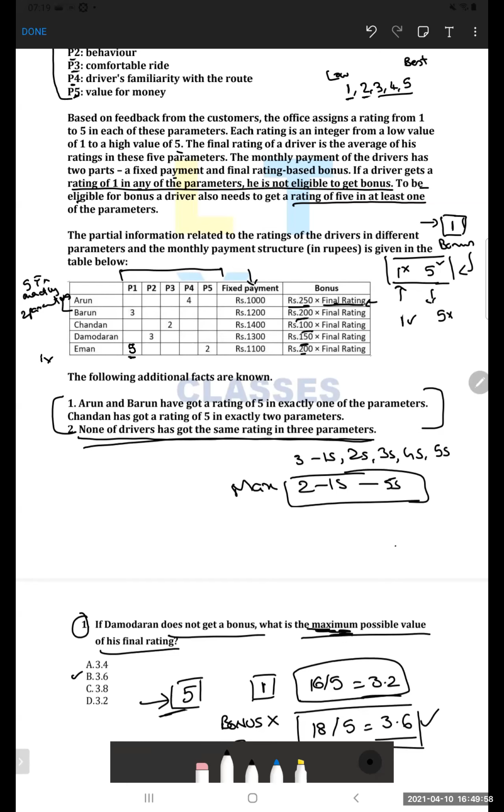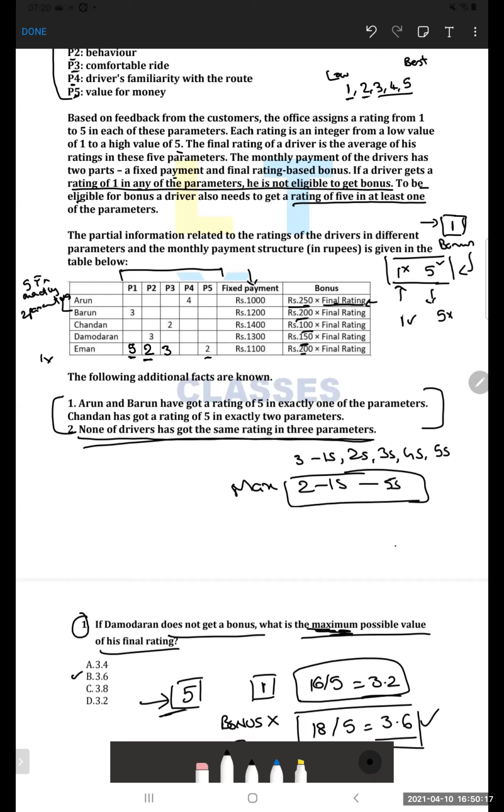Can I give him a 2? Okay, let's give him a 2. Can I give him another 2? No, sir. Because there are already two 2s, and for any driver we cannot go more than two of the same rating. So the next best possible rating I can give him is 3.